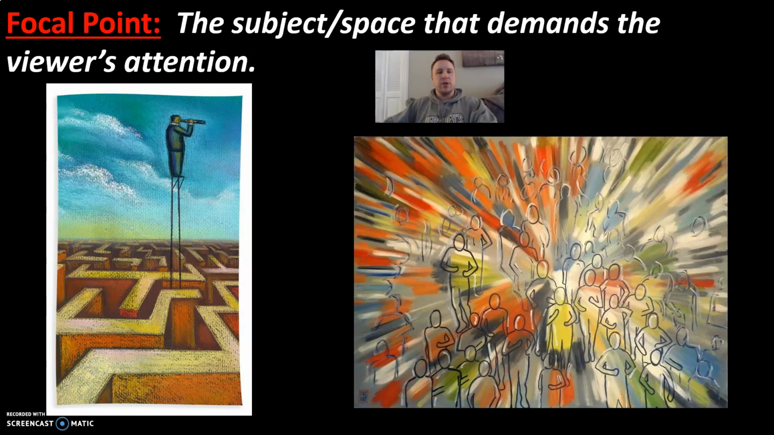So your first question for your entrance ticket is, what is a focal point? A focal point is the subject or space that demands the viewer's attention. So that's the answer to the first question.